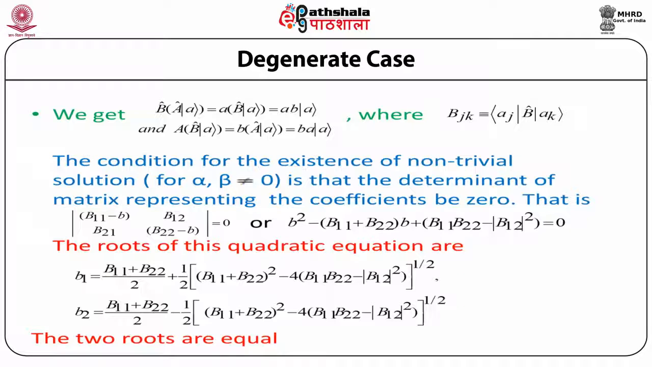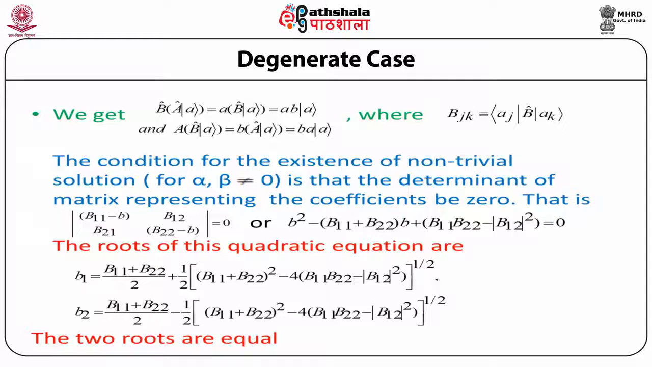Solving this determinant, we get the equation B squared minus (B11 plus B22) times B plus (B11 times B22 minus modulus squared B12) is equal to 0. Now, as you can see, this is a quadratic equation in B.